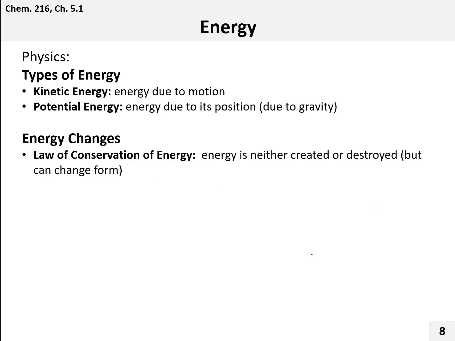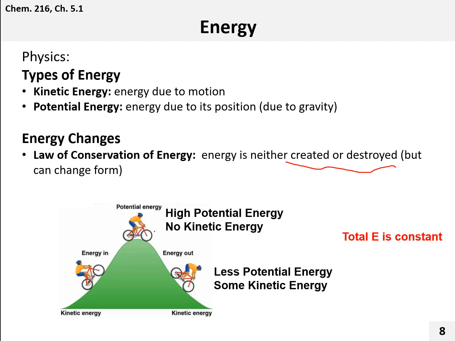Okay, so let's first talk about some energy changes. When we talk about energy changes, just like we have the law of conservation of matter, we also have the law of conservation of energy. And the law of conservation of energy says that when we have a reaction, energy is neither created nor destroyed, but we change forms. For instance, this biker at the top of the hill, he has high potential energy but no kinetic energy. And as he goes down the hill, that potential energy is getting turned into kinetic energy. Right? But the total energy is constant.